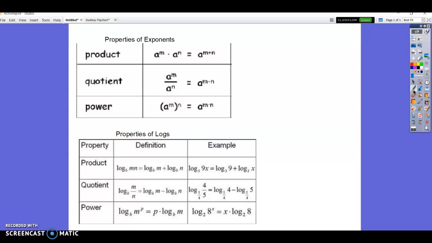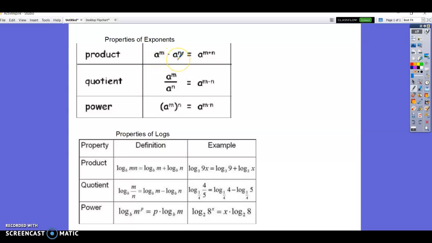Alright, in the last video we looked at introduction to logarithms, and this time we're going to look at properties of logarithms. And I first want to show you how these relate to properties of exponents. So I told you that logarithms are the inverses of exponents, and so they work very similarly. If you remember, in Math 2 we studied a lot of properties of exponents, and the product property, product means multiply.